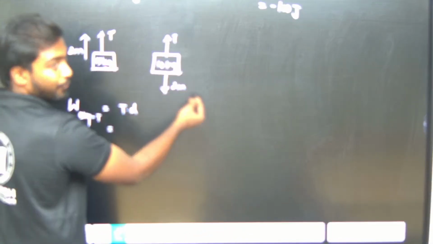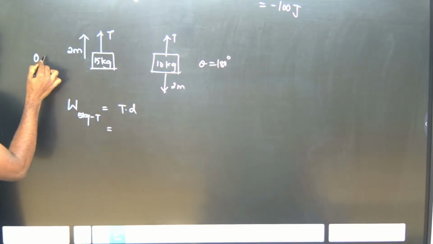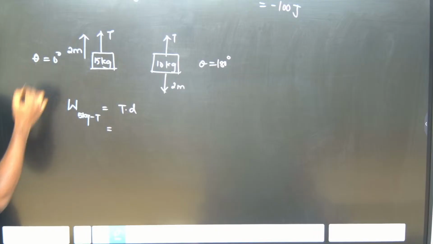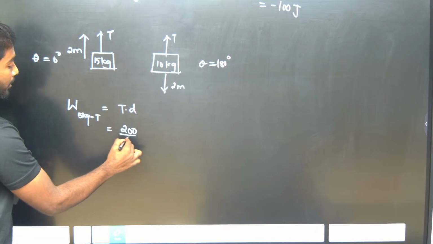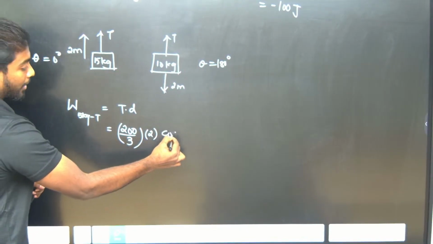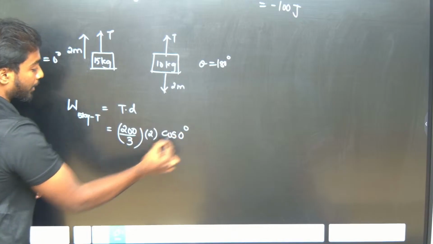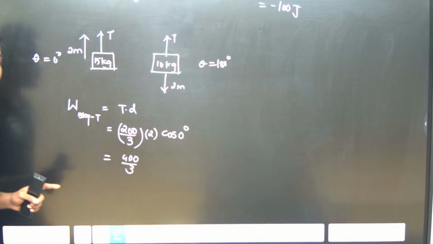What will be the angle for this one? Theta will be equal to 0 degree. So for the 5 kg block, tension is 200 by 3 and displacement is 2 meter, and what is cos theta? It is cos 0, right? So it is 400 by 3, cos 0 is 1.